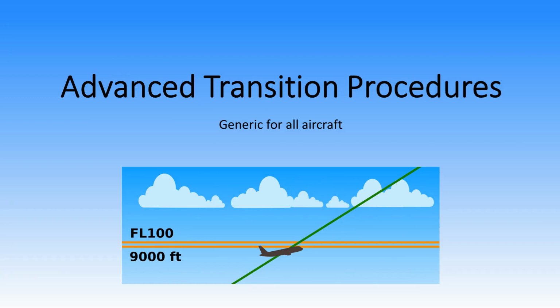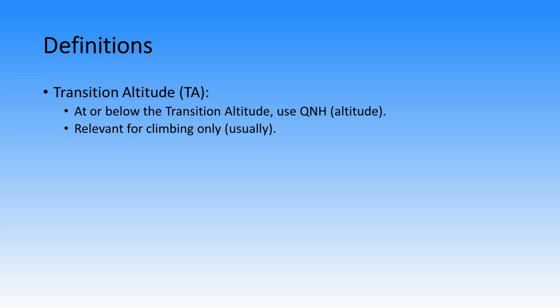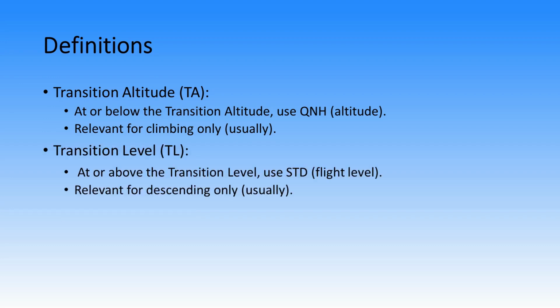This is a presentation about advanced transition procedures, and it's generic for all aircraft. First, some definitions. The transition altitude: at or below the transition altitude, use QNH, so you fly at an altitude, and it's relevant for climbing only usually. Transition level: at or above the transition level, use standard, so you fly the flight level, and that's relevant for descending only usually.